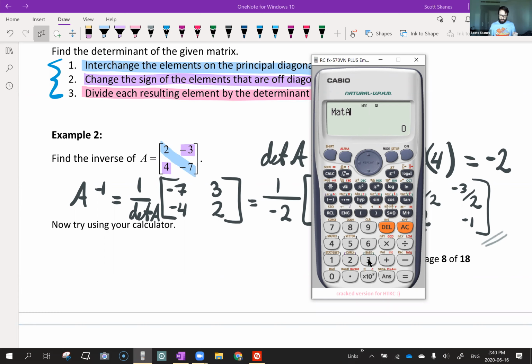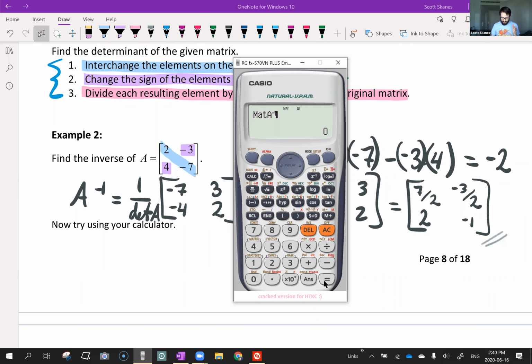And then what are we going to do? We need to find that -1 symbol. Do not use the exponent. Don't use this. Use this. This is your inverse button, in the top right. Now we see it says matrix A, get the inverse. As soon as I press enter, if I've done this correctly, I should get my final answer. All right, 3.5, and it says 7 over 2. Next one, negative 1.5 or negative 3 over 2, matching what I see here. Next answer, 2. The next answer, negative 1.